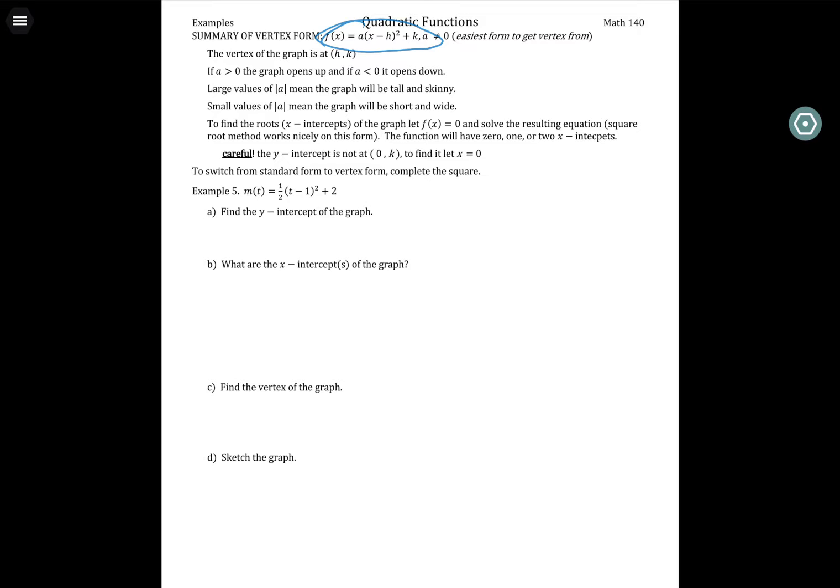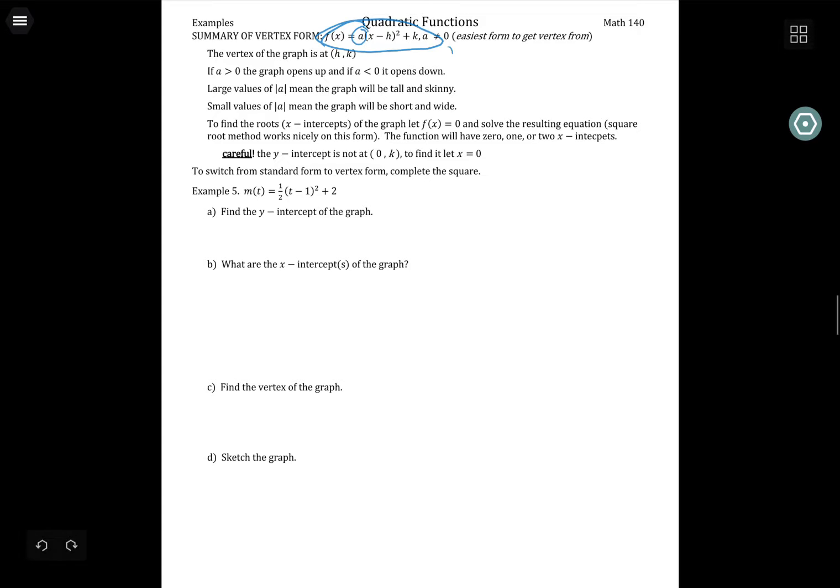So we're definitely going to practice that. But what's really important to me right now is once it's in vertex form that you understand that you get some really good information from that. So the a, as usual, tells you if the graph opens up or down.